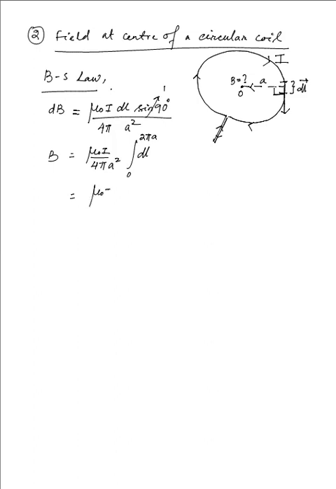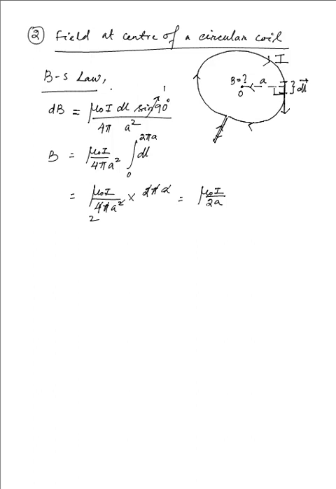So we have mu naught I divided by 4 pi a squared multiplied with, finally, 2 pi a, without going into the details. Pi's get cancelled, 2 gets cancelled with 4 to give 2. One of the a's can get cancelled, so you're left with mu naught I divided by 2a. This is the value of the magnetic field as far as the magnitude is concerned.